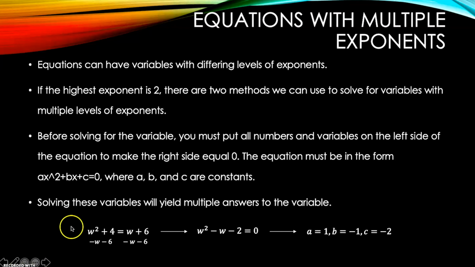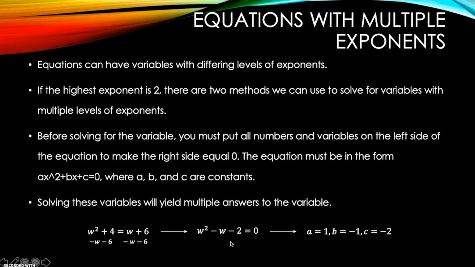Let's look at the equation below. We have w squared plus 4 equals w plus 6. We want to get all the elements on the left side by doing minus w minus 6 on both sides, and that will give us w squared minus w minus 2 equals 0. And so we'll have the constants a is 1, b is negative 1, and c is negative 2.